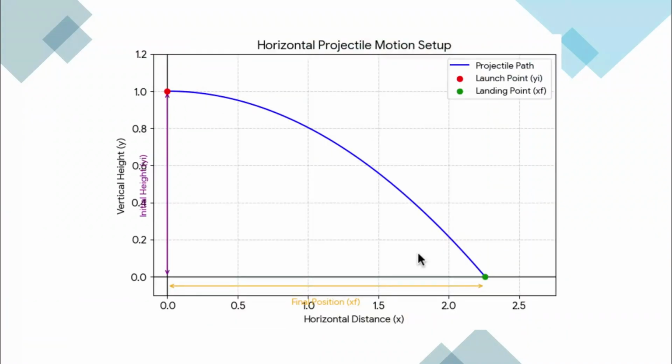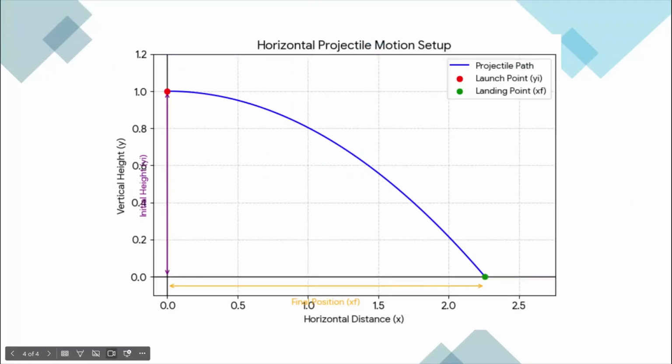I asked if they could provide a little graph that could show us how the ball was traveling. The projectile path is going to be the blue line. The red dot is going to be representing the launching point, and the green point is going to be representing the landing point. So this is pretty much what we have.